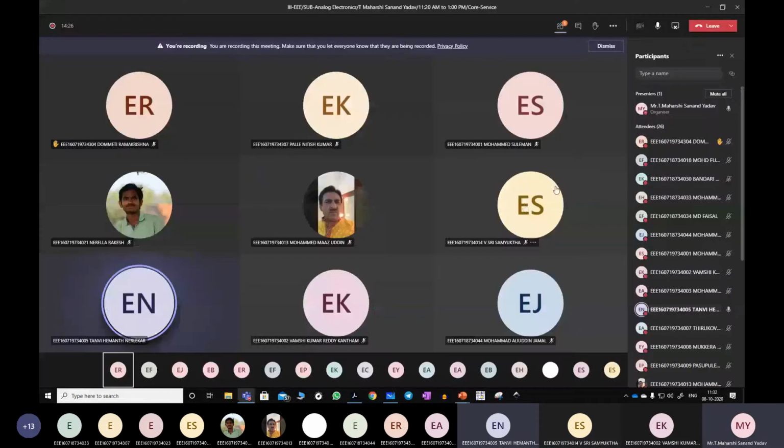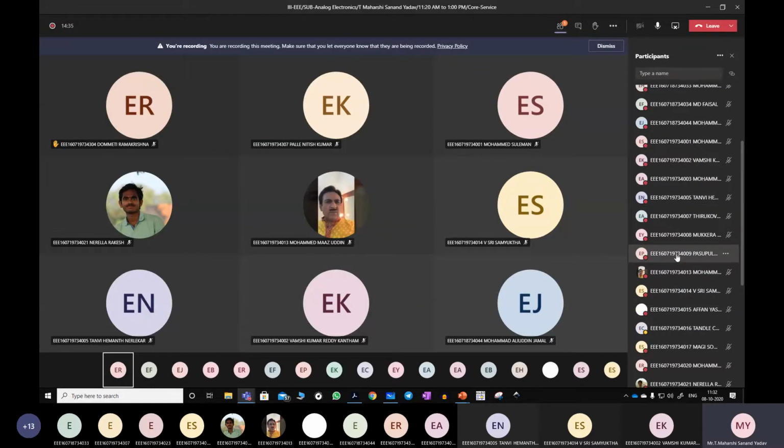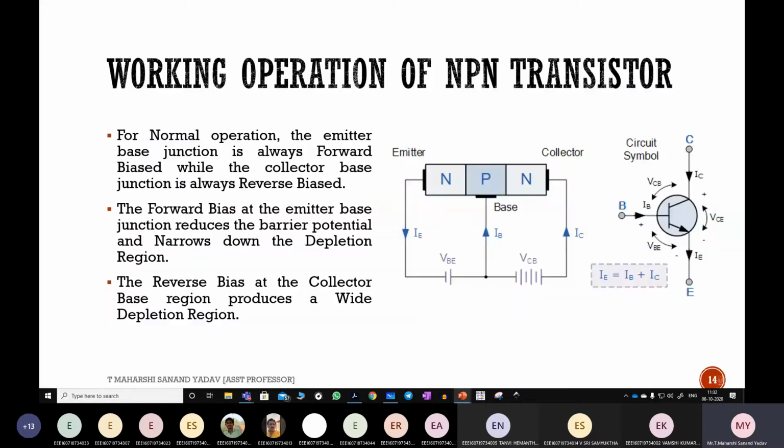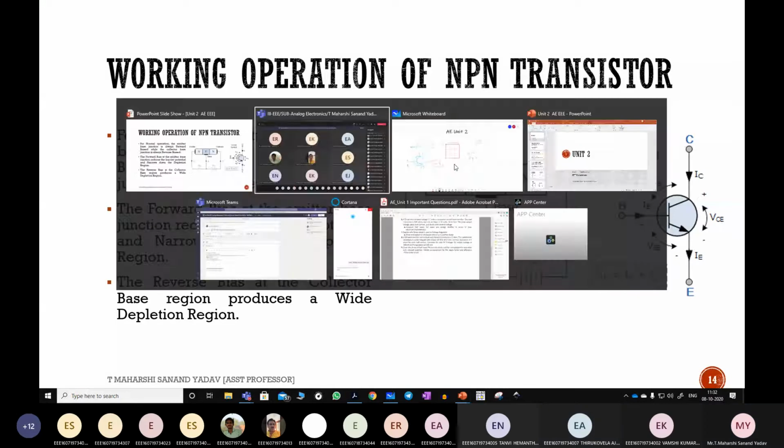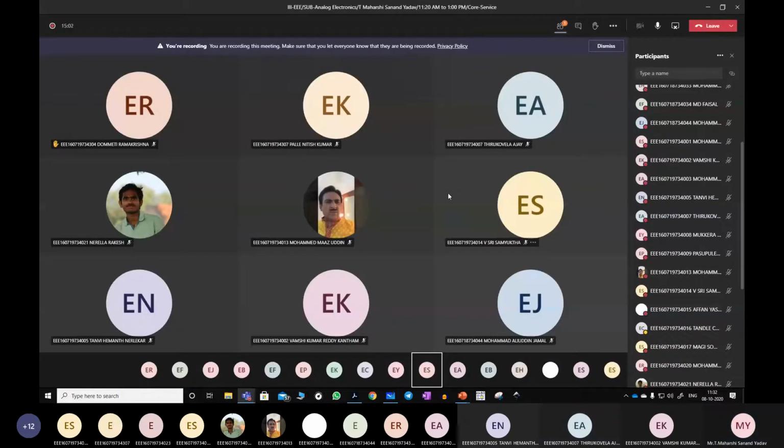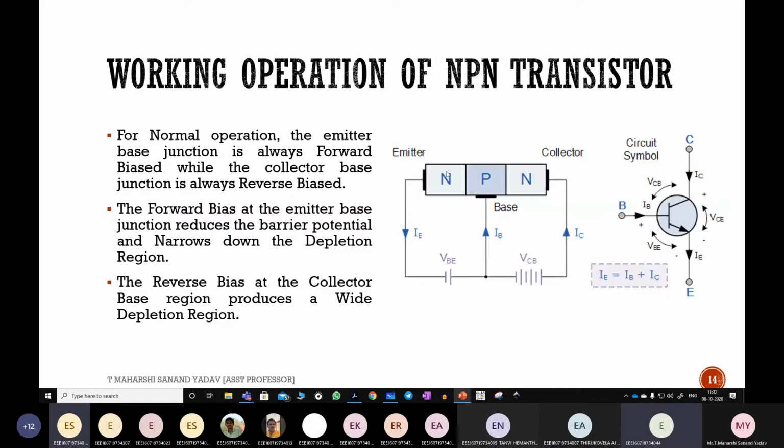Randomly, I'll call one roll number. You try to explain this. Nitin? Ajay? Tell me about NPN transistor working. Yes, explain quickly. Continue. Explain the working of NPN transistor. Hello. Sir, some network issues. Hello, guys, am I audible? Yes, sir. Okay, can anyone explain to me the working of NPN?